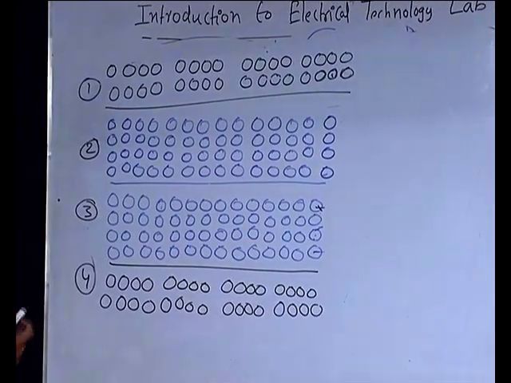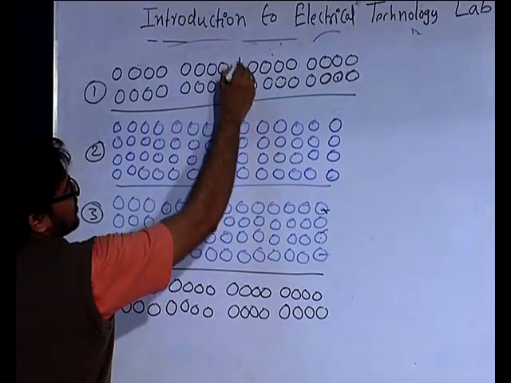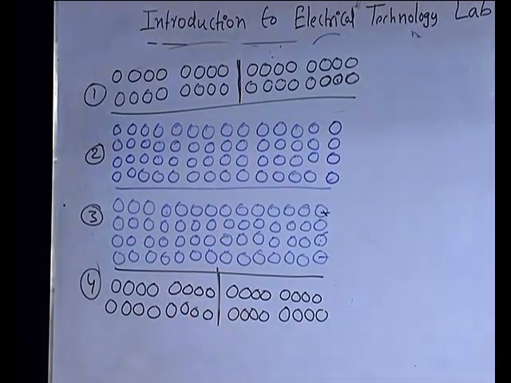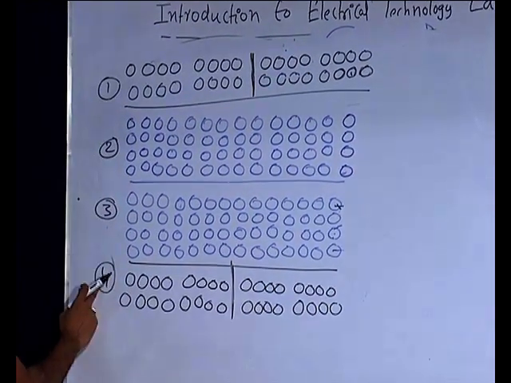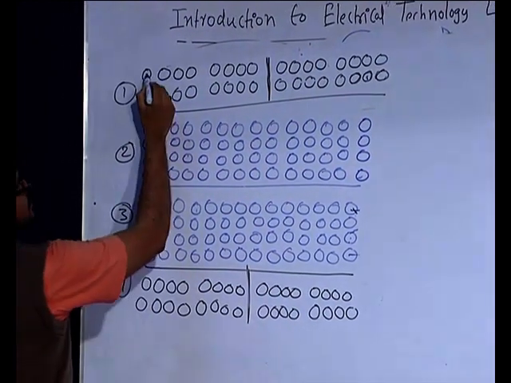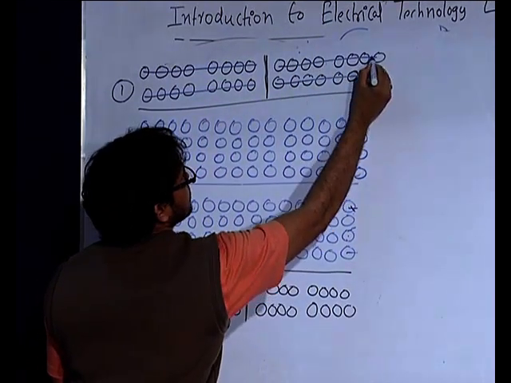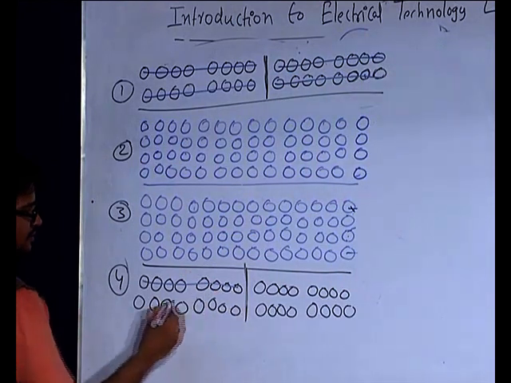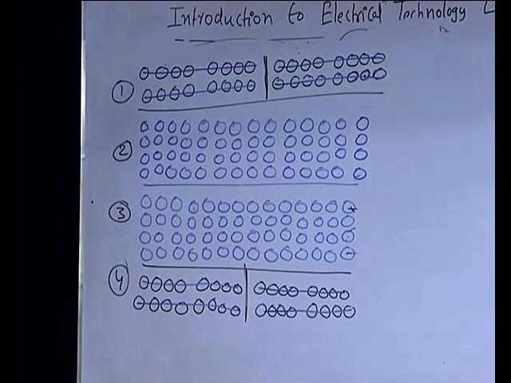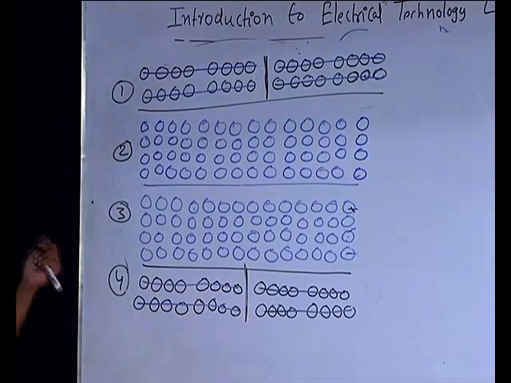If you see the first part and the fourth part, there is a division here. Here also there is a division. In the first and fourth parts, the holes are connected row-wise, like this, this, this, this, and in the fourth part, like this, this, this, this. So all the holes are connected row-wise in the first part and the fourth part.